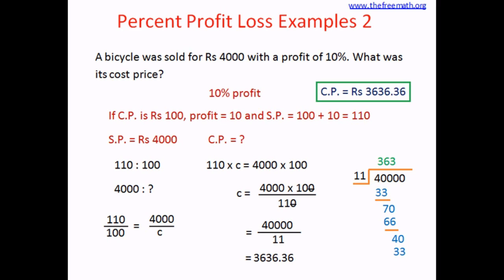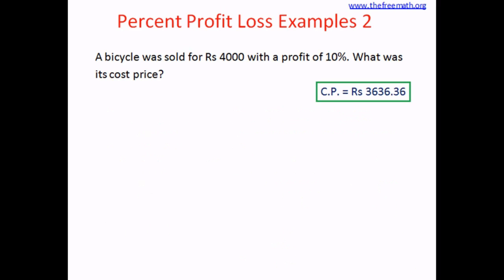This was one method. Let's solve the same problem using another method. We know that SP equals CP plus profit. That means selling price equals cost price plus profit. But what is profit here? Profit is 10%. 10% of what? 10% of the cost price. That means the profit is 10% of the cost price.